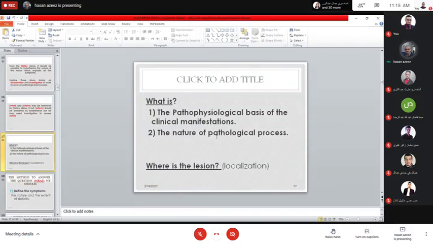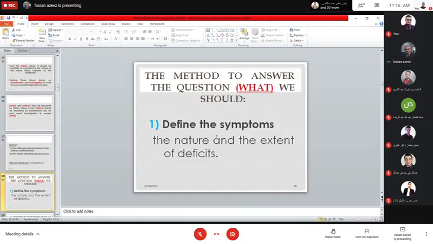Where is the lesion is localization of the lesion. Which part of the nervous system is affected? Localization. And if anybody asks me, give me a word synonymous to neurology, I will tell him that localization is synonymous to neurology. Neurology depends on localization. Okay, the analysis depends on answering these two questions.